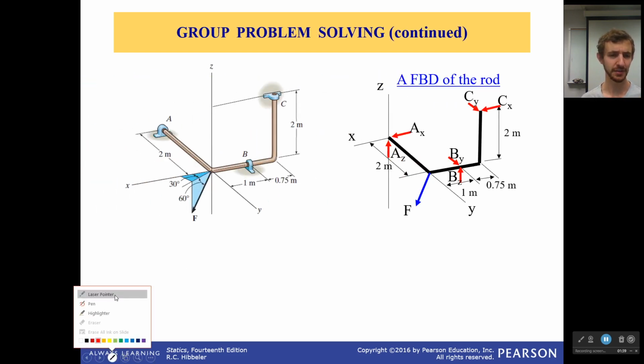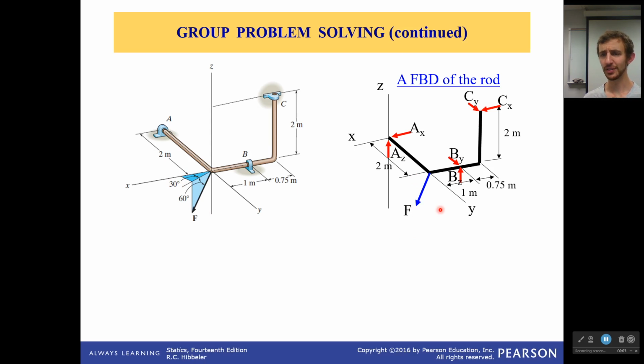Let me turn on my fancy little laser pointer. So the first thing we need to do is to actually draw everything, okay? Draw it all. So we have AX and AZ here, we have BY and BZ here, the journal bearings that keep motion from going perpendicular to the axis of what's going through them. And then CY and CX up here. We have a force F.